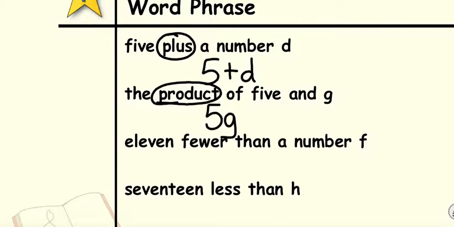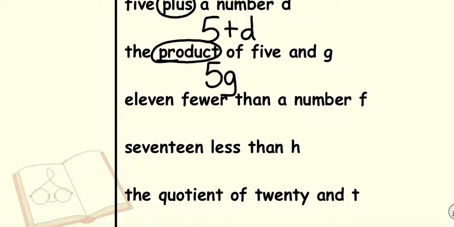11 fewer than a number f. That's a new one we haven't talked about. But if I wanted to have fewer than something, I need to know what that something is first in order to have fewer than it. So I need to start with that f and then take away the 11. I oftentimes like to think of replacing the number f with the word age. 11 fewer than my age.